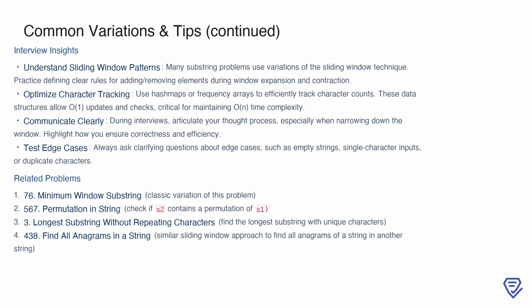Additionally, clear communication is key. When explaining your approach, articulate your thought process, especially how you're narrowing down the window and ensuring both correctness and efficiency. Finally, always test edge cases. Ask clarifying questions about inputs like empty strings, single character inputs, or duplicate characters to ensure your solution handles all scenarios. For related practice, consider problems like finding permutations in a string, finding the longest substring without repeating characters, or finding all anagrams in a string, which all use similar techniques.